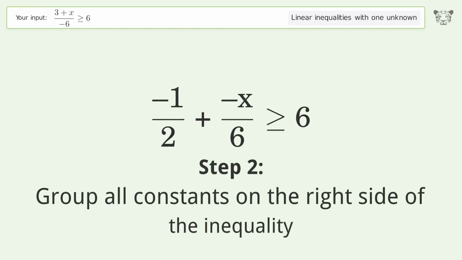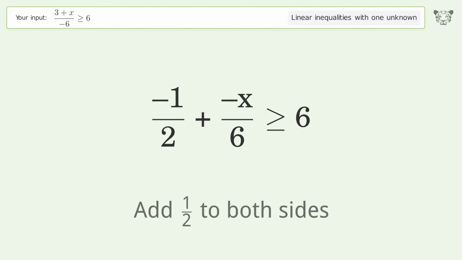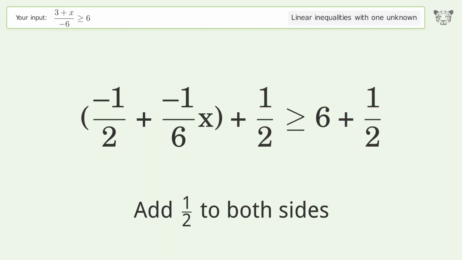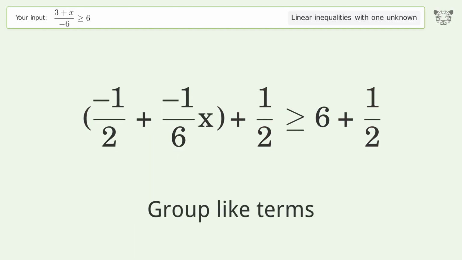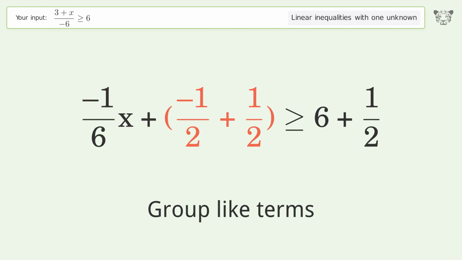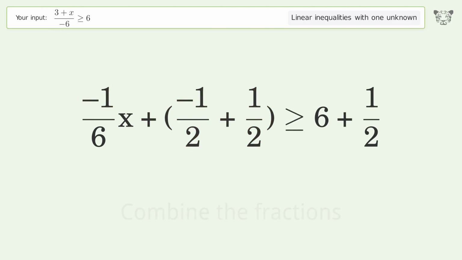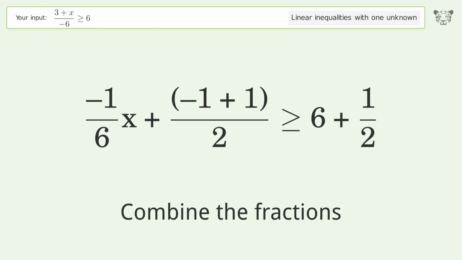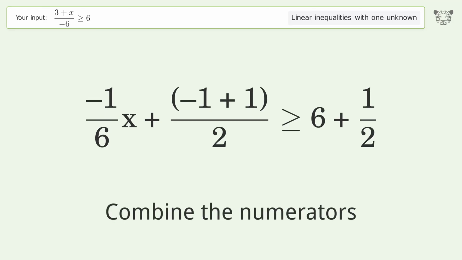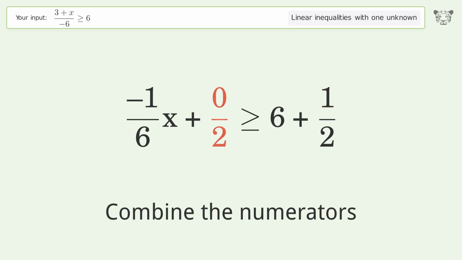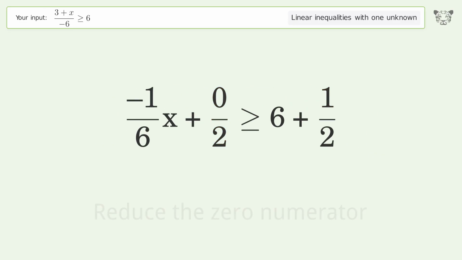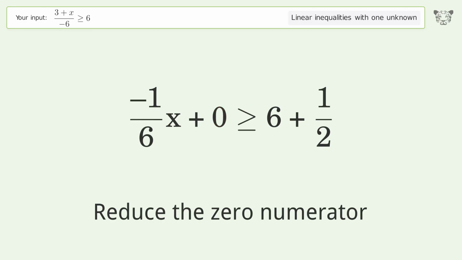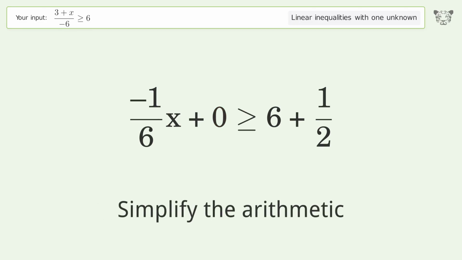Group all constants on the right side of the inequality. Add 1/2 to both sides. Group like terms. Combine the fractions. Combine the numerators. Reduce the zero numerator. Simplify the arithmetic.